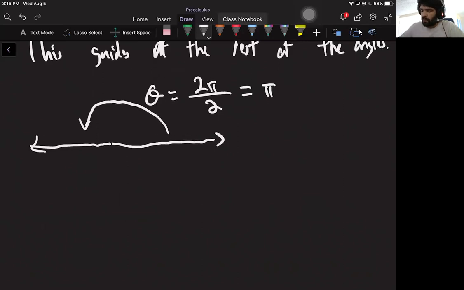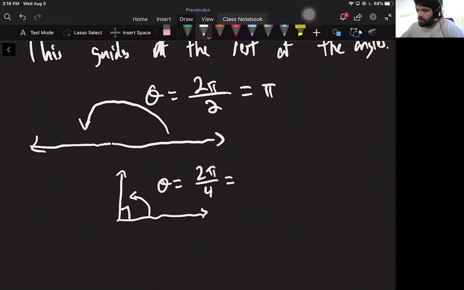And then a quarter rotation, same idea, and we're still going to use that little box sometimes. That's 2 pi cut into fourths, or you can think about it as a half of a half rotation, aka pi over 2, because pi was already a half rotation.